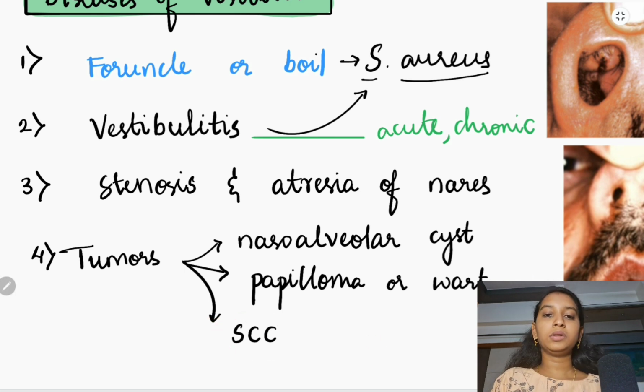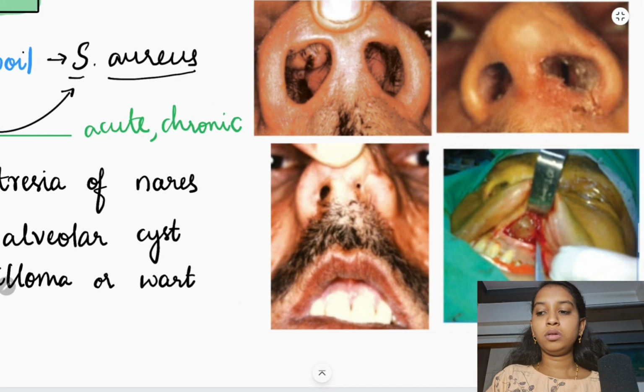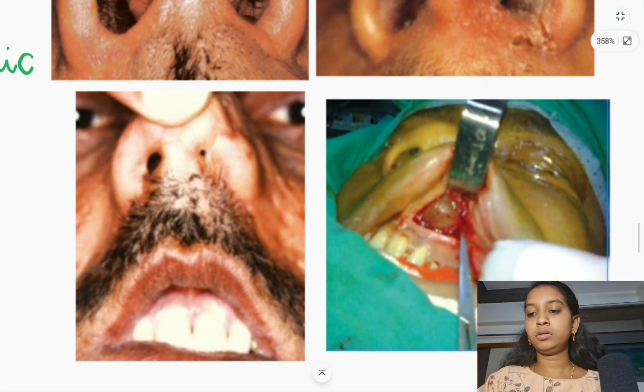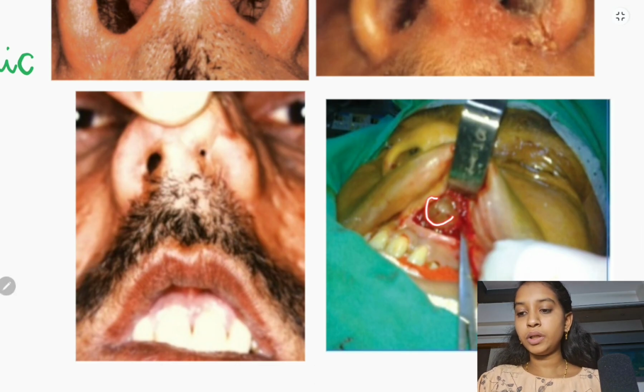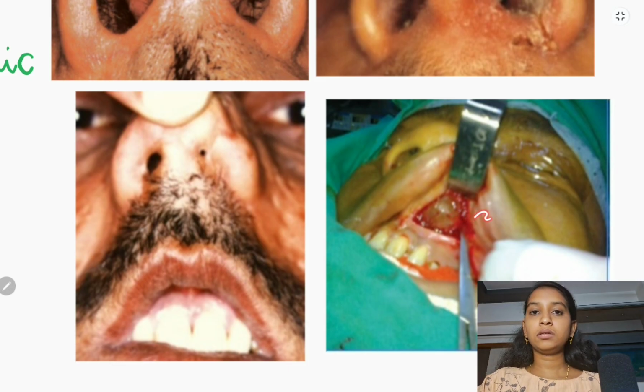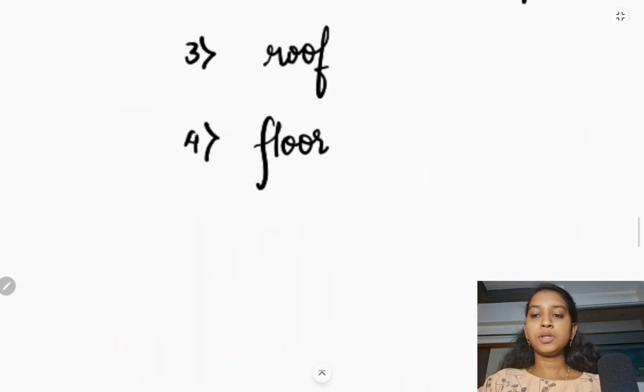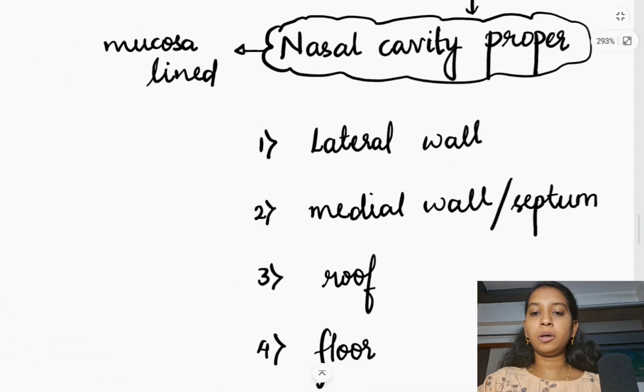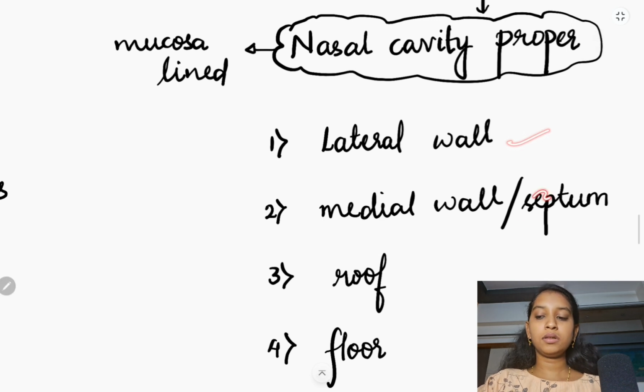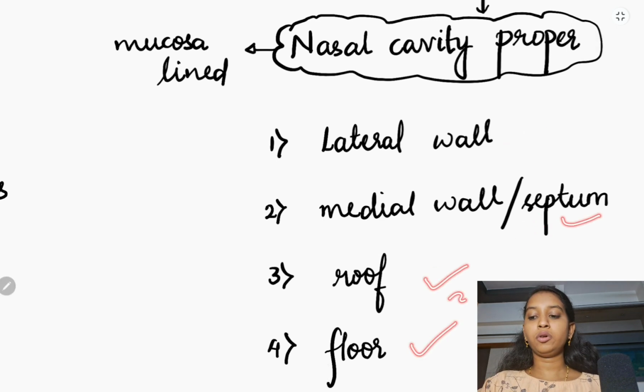A malignant tumor, that is squamous cell carcinoma, may also be a disease in the vestibule. This is an operation showing removal of nasoalveolar cyst by sublabial approach, leaving the vestibular skin. In subsequent videos, I'll be telling about the lateral wall of the nose, medial wall or septum of the nose, floor and roof of the nose.